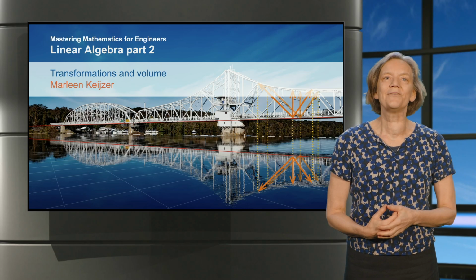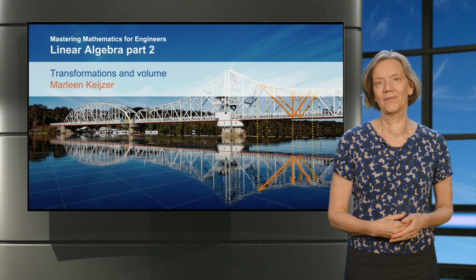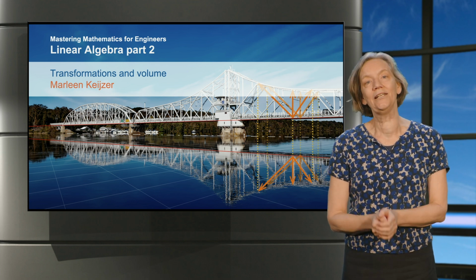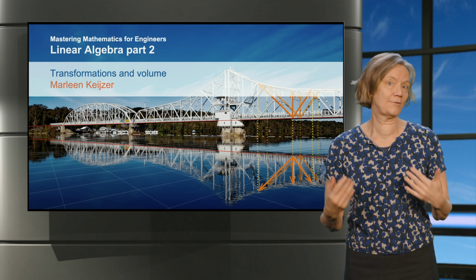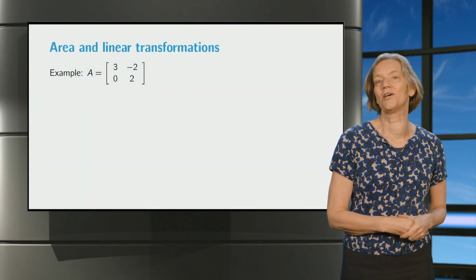You have seen that there is a relation between determinants and area or volume. In this video, you will see the consequences of that relation for linear transformations. I'll start with an example in R2.